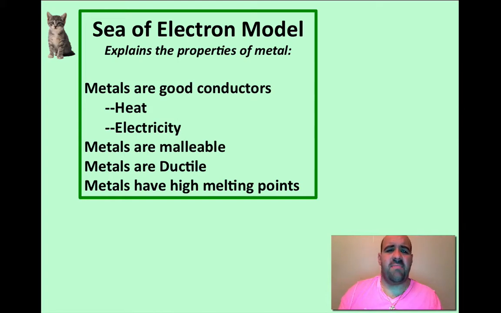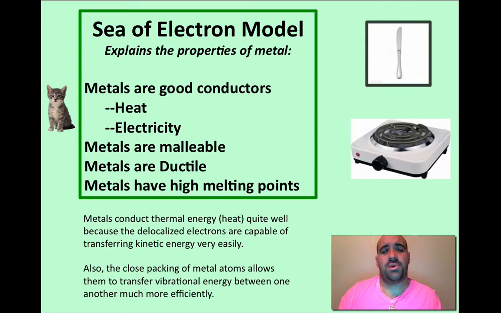In the sea of electron model, we first say that metals are good conductors of heat and electricity. So let's start with heat. If you had a hot plate and you left something on it, like a piece of metal, like a knife, and you came back 5 minutes later and touched the end of the knife, it would burn you because metals transfer heat. They conduct heat extremely well. And why do they do that?